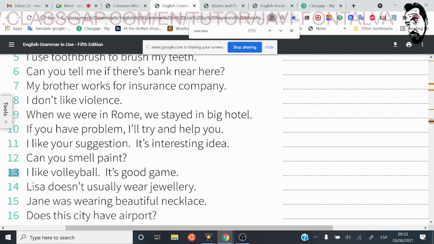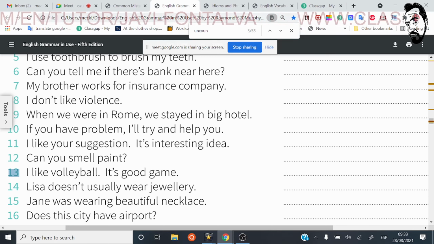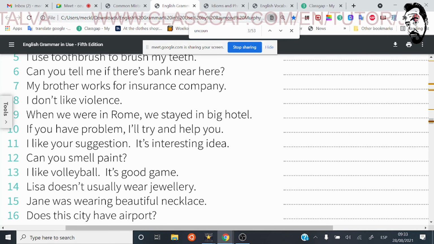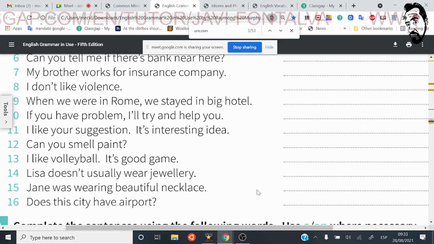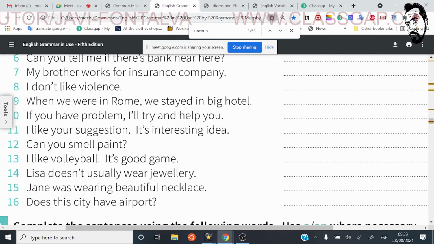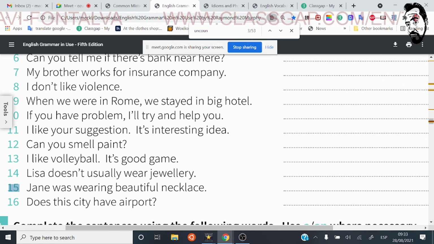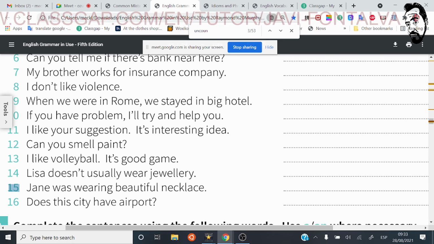Okay, number 13. I like volleyball. It's good game. This is wrong. You should say it's a good game. 14. Lisa doesn't usually wear jewelry. Perfect. This is uncountable, so jewelry. 15. Shane was wearing a beautiful necklace. Necklace.